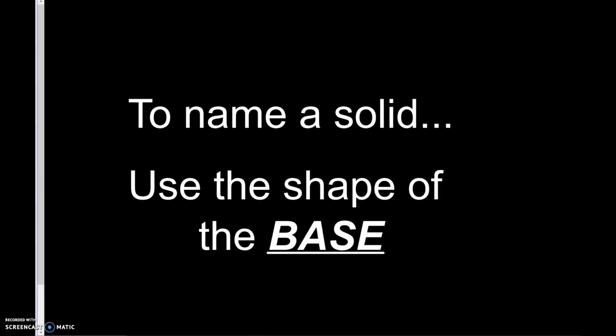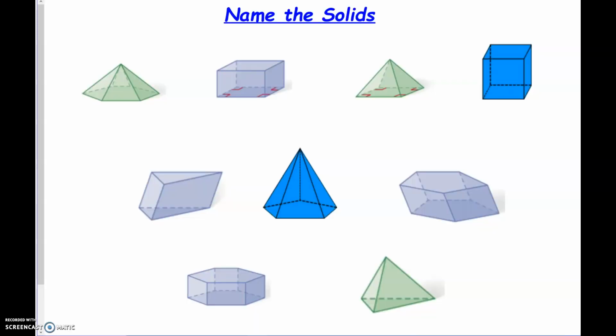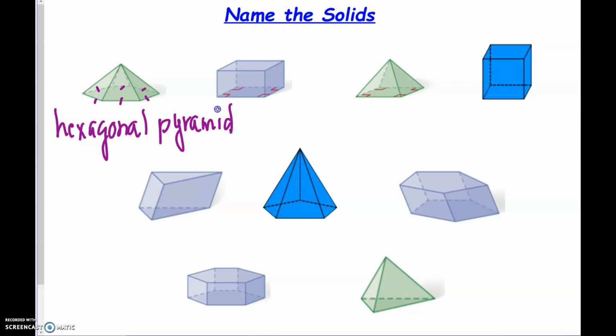So what do we use to name any of these solids? We use the shape of the base. So in this first one, I always have to count around and see what my base is. So I've got 1, 2, 3, 4, 5, 6. So this would be a hexagonal. And then it only has one base. So it is a pyramid. If we go to that next one, this is going to be a prism because it has two bases. And in here, this base is parallel to the one on top, and it looks like it might be a rectangular.